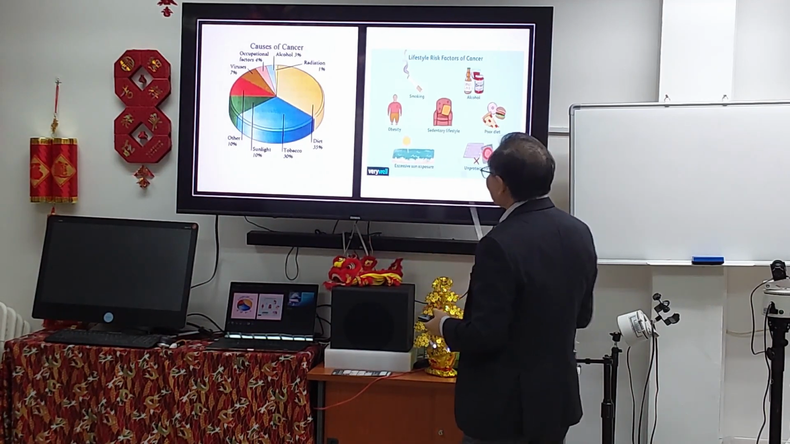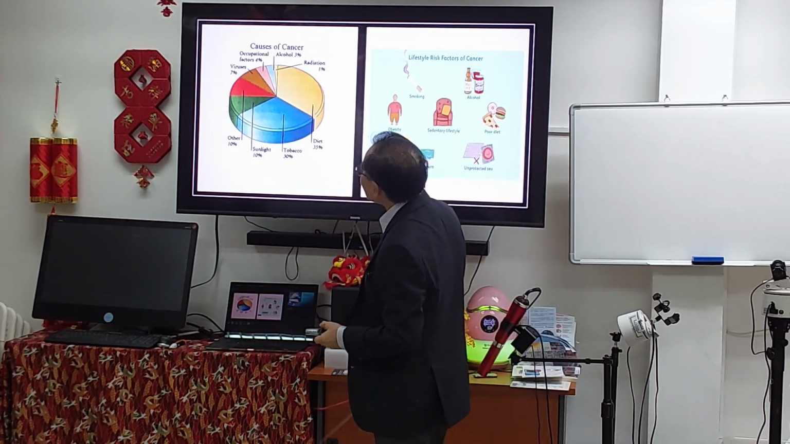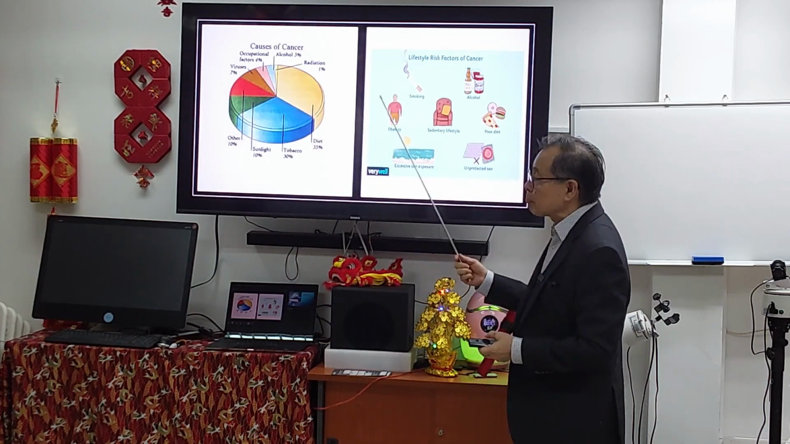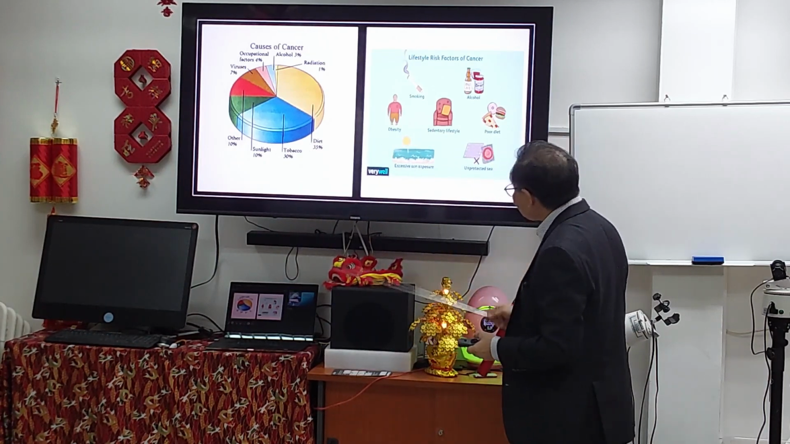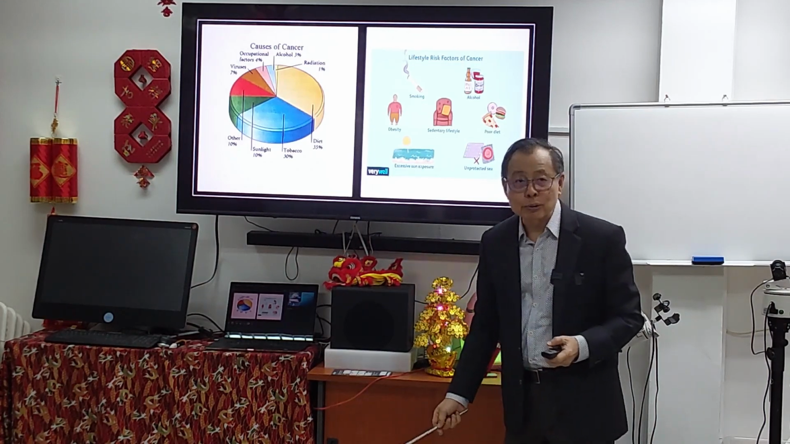Infection is very important. Viruses cause up to 7% of cancer. And one of the most important groups of infection is unprotected sex, because it's totally preventable.